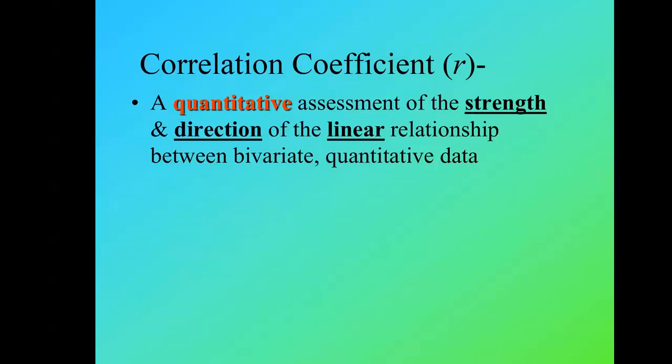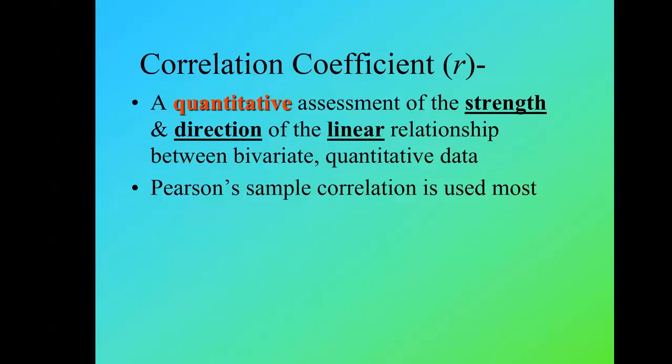But the number itself, so it is a number, indicates whether the relationship is strong or weak and whether it's a positive or negative relationship. We use something called the Pearson sample correlation, which is that r. Other statistics courses will show you other types of analysis out there. If we're talking about a population, we use the Greek symbol rho, and if we're talking about a sample, we use r.